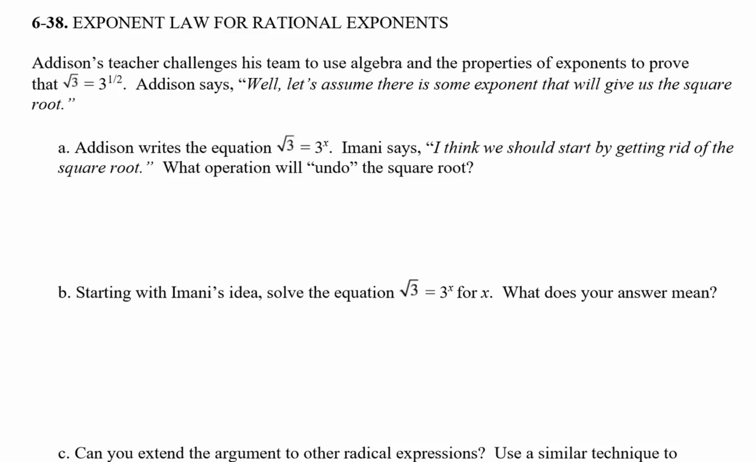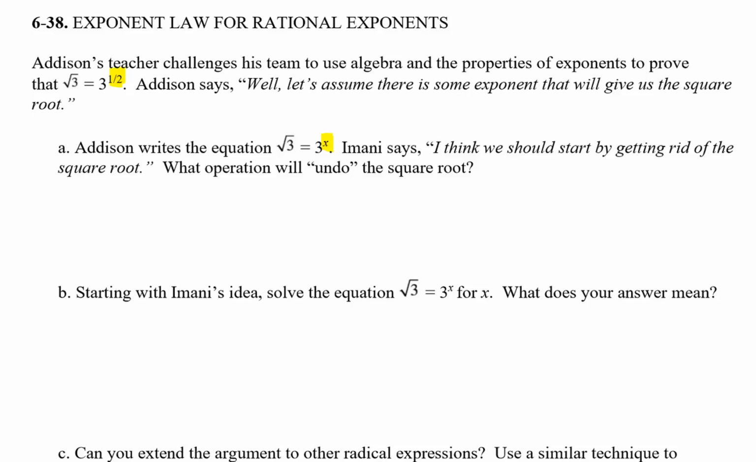So there's some exponent out there that's going to give us something that's equal to root 3. But what is it? Is it really 1/2? Or maybe it's something else. Imani says, I think we should start by getting rid of the square root. What operation will undo the square root? What I like about this is that we're not assuming that it's a 1/2. We're saying, well, it's something. We don't know what it is, but we're setting out to demonstrate what it has to be.